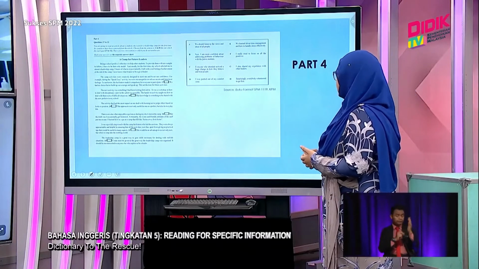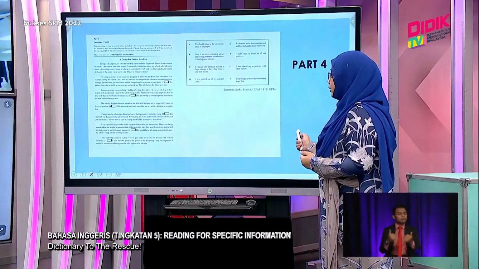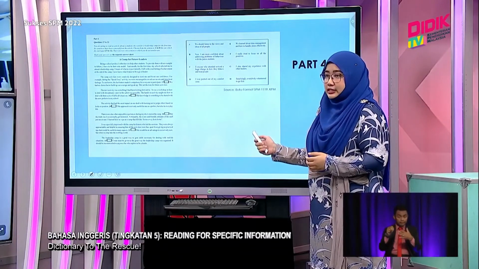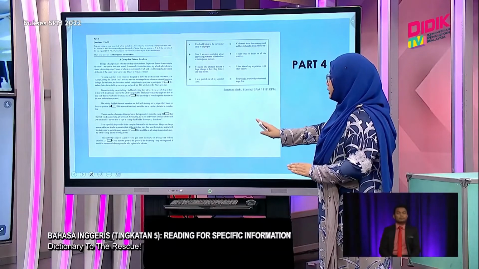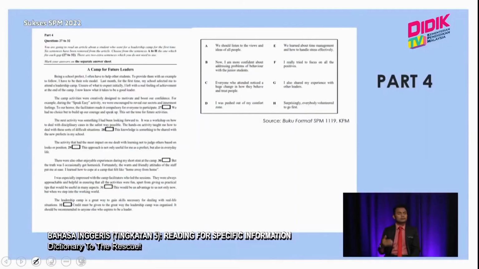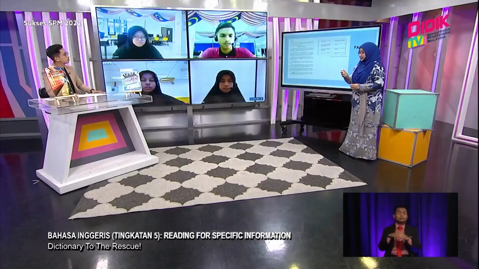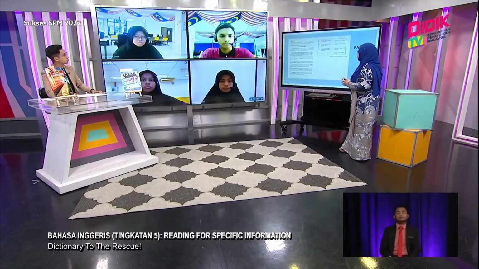Okay, meanwhile, this is part 4. We call it the gap text. As you could see in the text, there are several gaps, those little boxes over there. So the pupil's task would be for them to select the sentences over on the right-hand side and to fit them into the gaps. Okay, and it's a total of 6 questions.